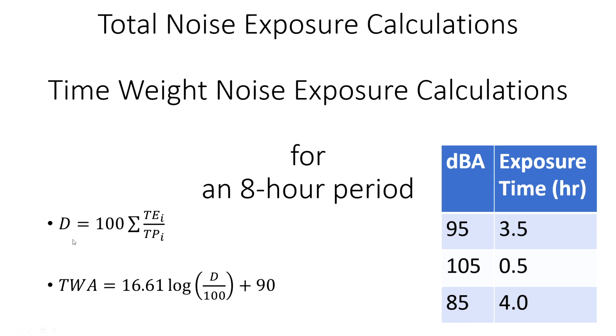So first we have to calculate this D, which is time exposed divided by the summation of all time exposed divided by the time permissible or permitted for that particular level. Let's go to Excel and do the calculation. It will make more sense than just talking about this. So these are the two formulas we use to do that calculation. So let's go to Excel.